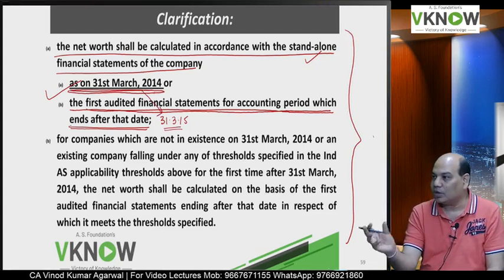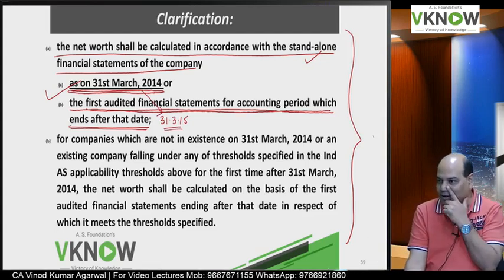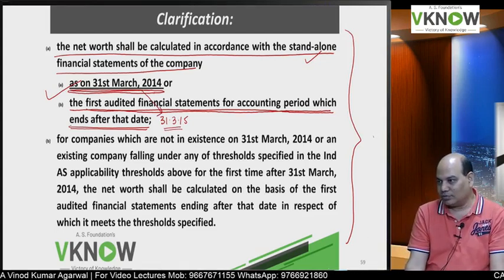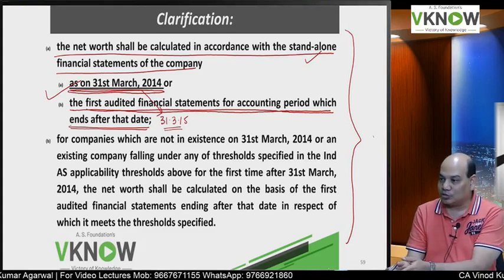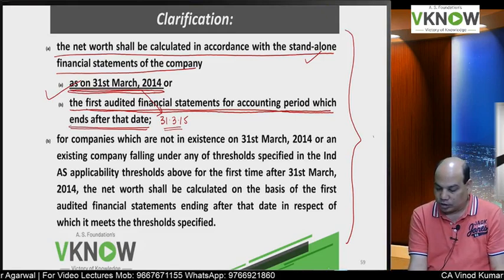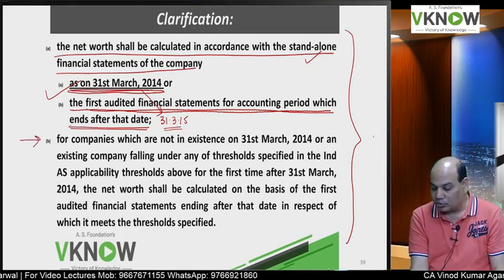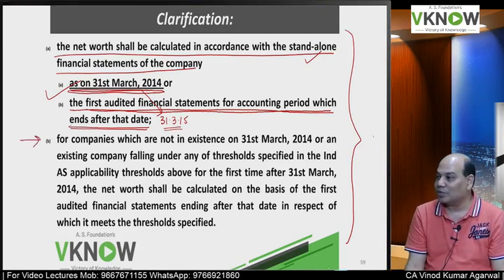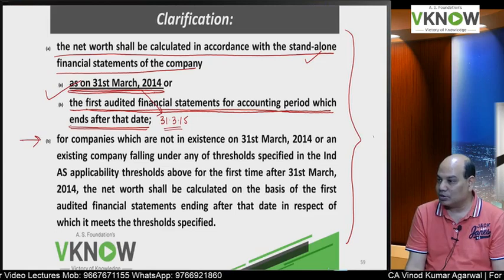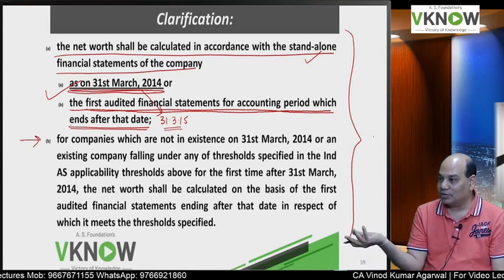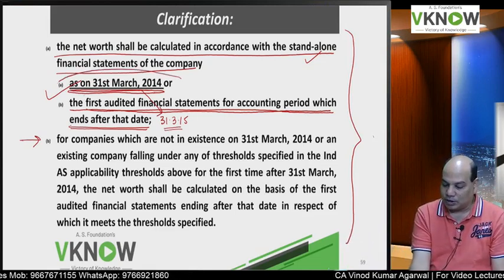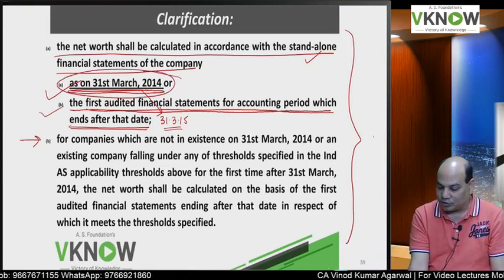Suppose a company may not have 31st March as its year ending date. If its year ending date is 30th June, then I can take 30th June also. And then what about companies which were not in existence on 31st March 14? Possible? The company was incorporated on 1st April 14. So then this you can't apply. Then I will apply this one.